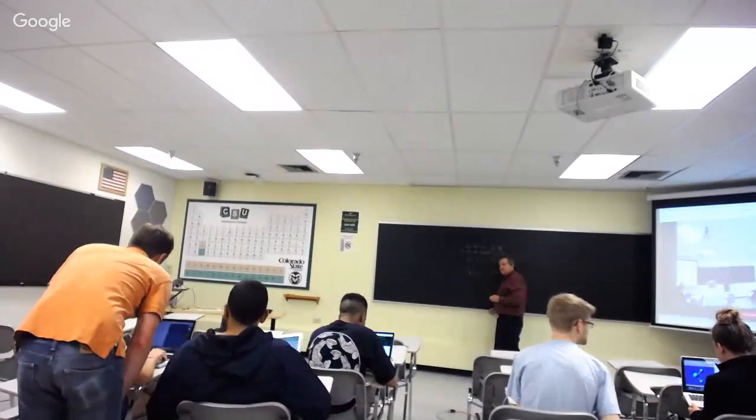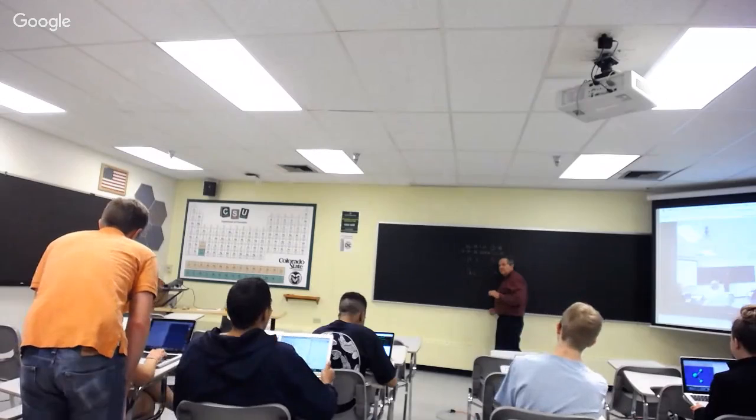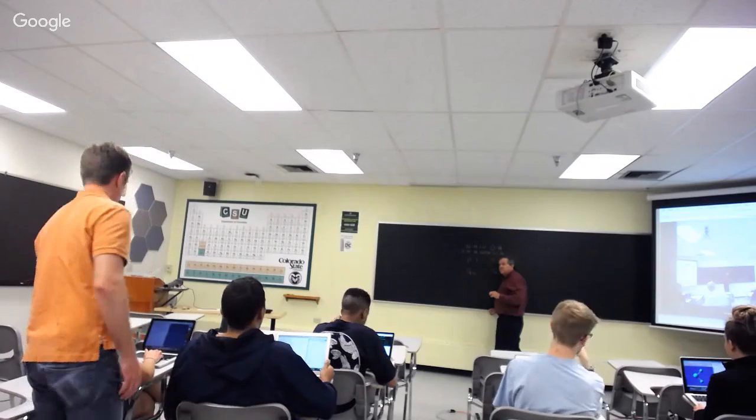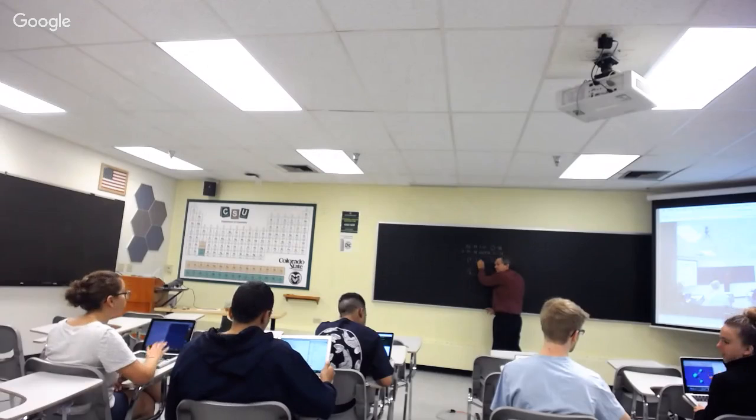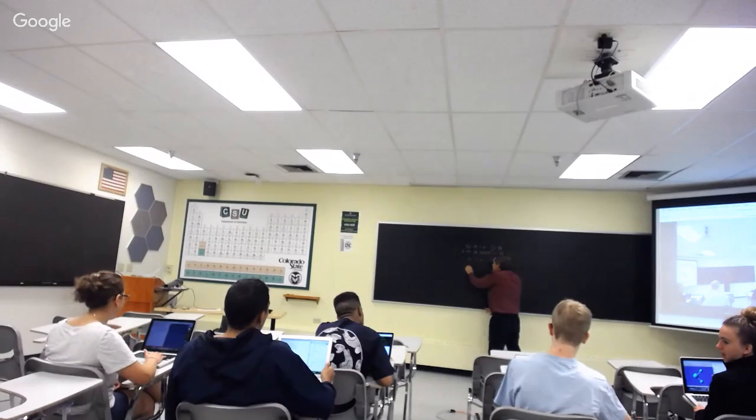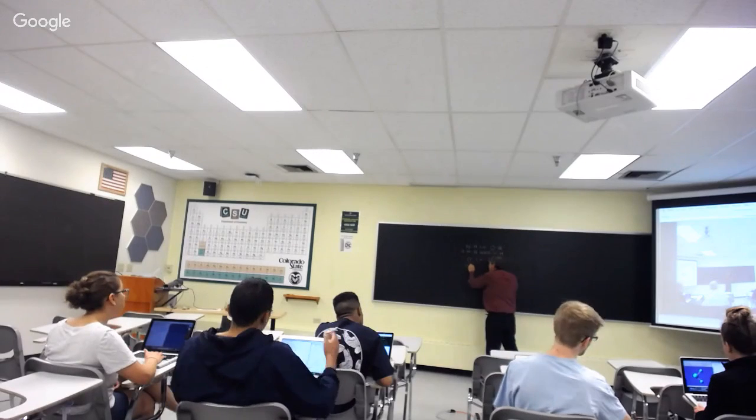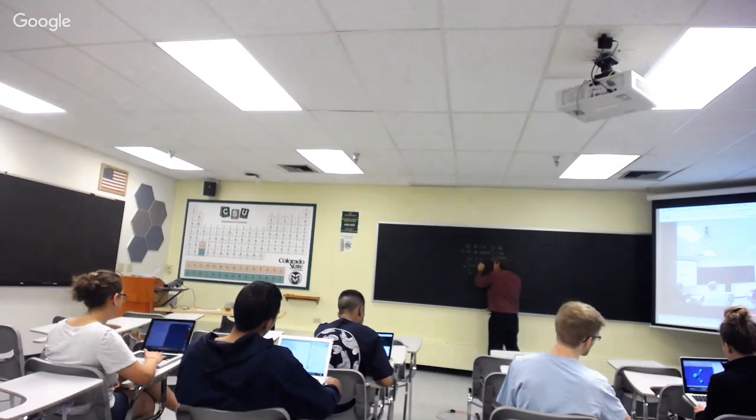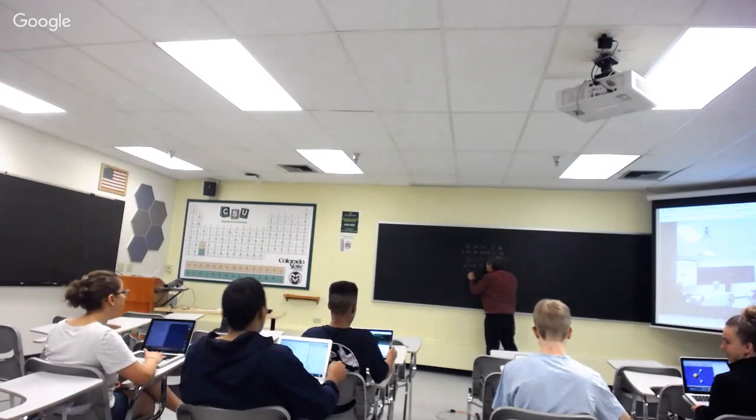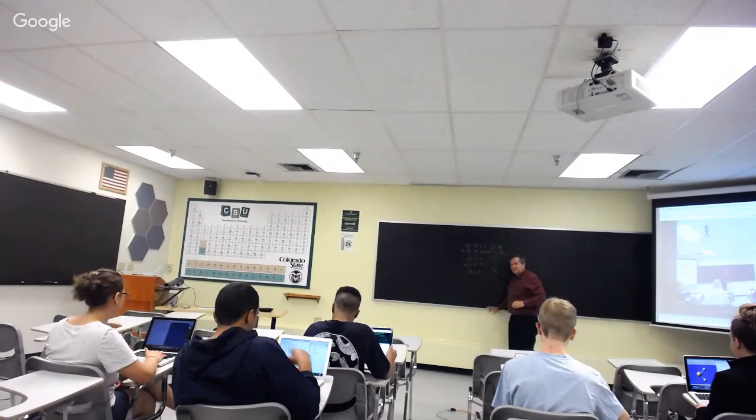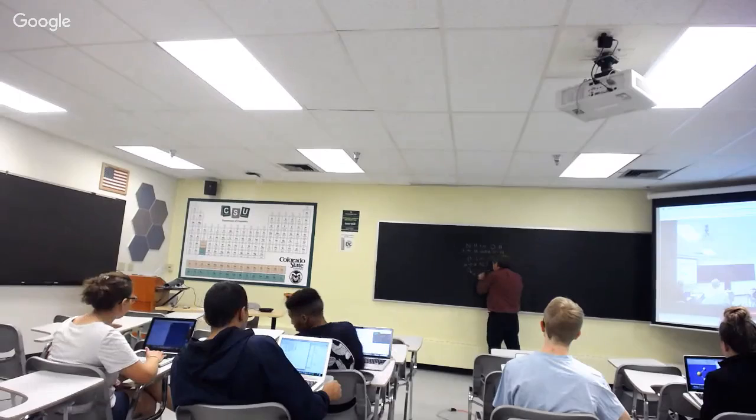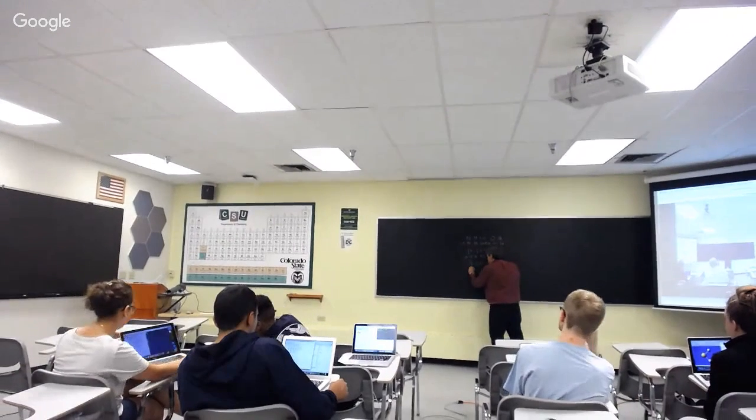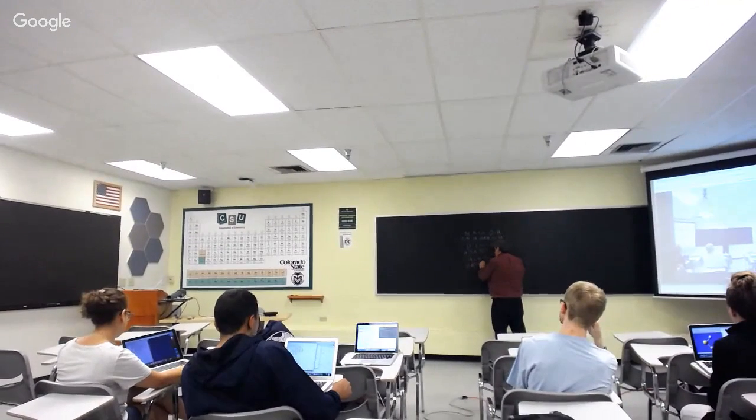So the distance is 1.4, okay, and then the angle, 95.7, okay? What are they? Mine was 1.525. And the bond angle was 92.1.